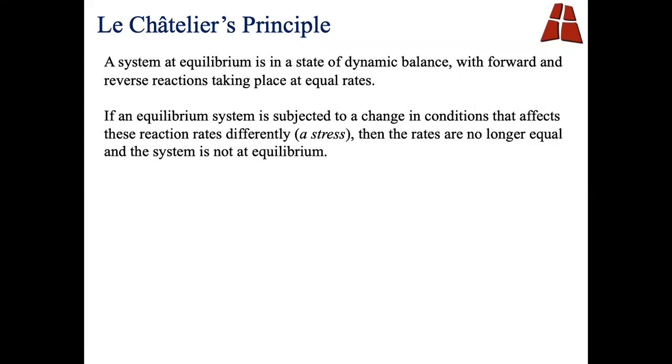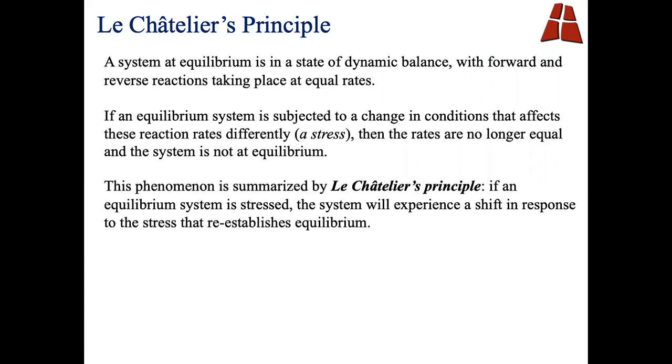And so, of course, sometimes things change in our reaction conditions. We can have something called a stress, that could be perhaps a change in concentration, temperature, or pressure, that makes the rates of our forward and reverse reactions no longer equal. And that would mean, of course, that our system is no longer at equilibrium. This phenomenon is summarized by Le Chatelier's principle, which states that if an equilibrium system is stressed, then the system will experience a shift in response to the stress that will move it back to equilibrium conditions.